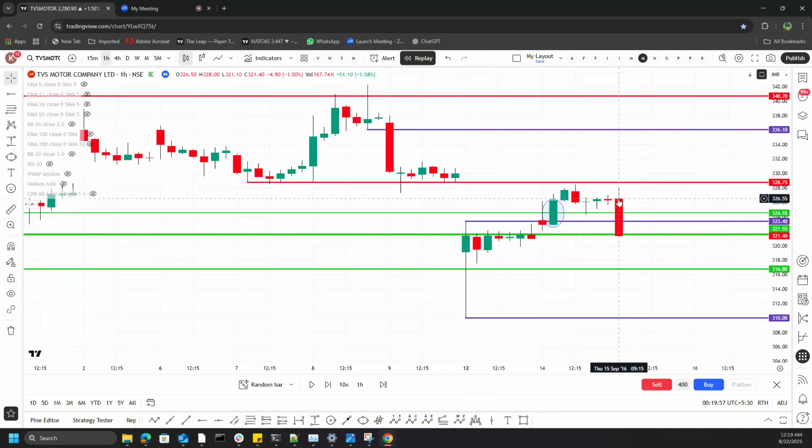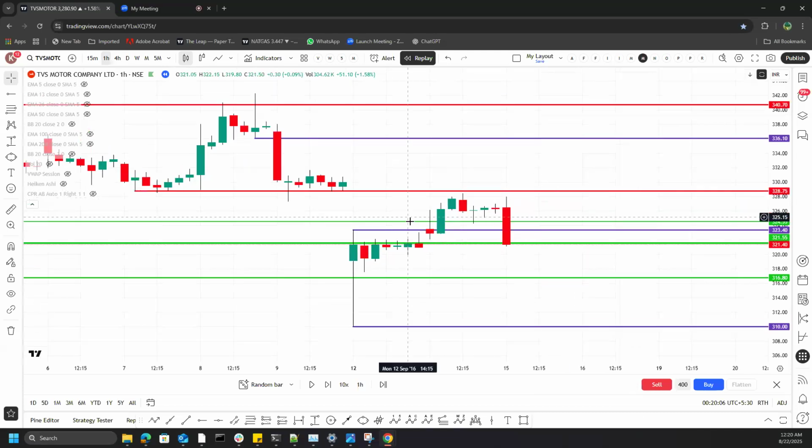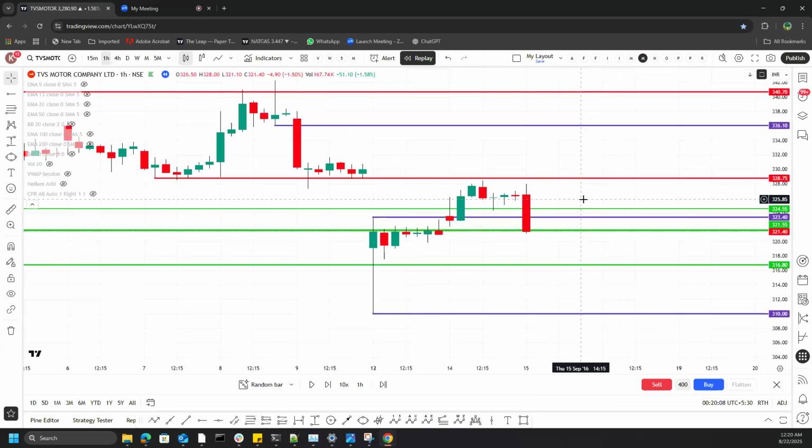So now there is a huge red candle, right? Whoever took a trade on this particular candle, ideally it has failed. That's why in our last few backtests, what I missed is the nearby resistances. This is a superb resistance, right?